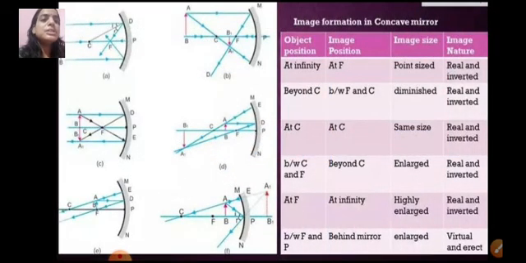So here you can see a summary of the images formed by a concave mirror when the object is at infinity, when the object is beyond C, when the object is at C, when the object is between C and F, when the object is at F, and when the object is between F and P. So please go through the ray diagrams, draw the ray diagrams at home yourself also, and please find out what type of images are formed when the objects are placed at different positions.